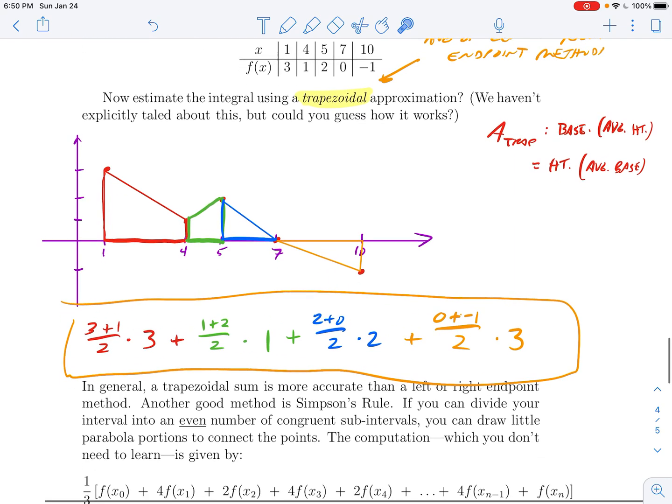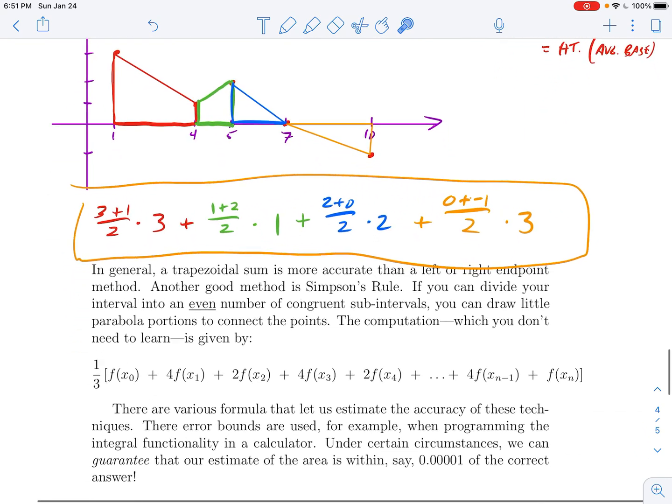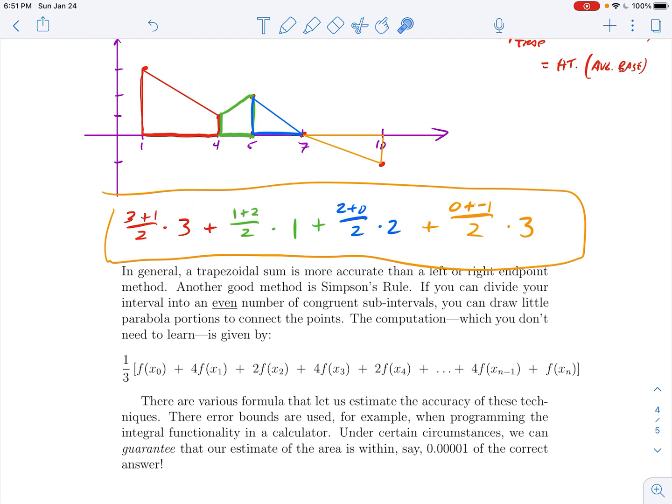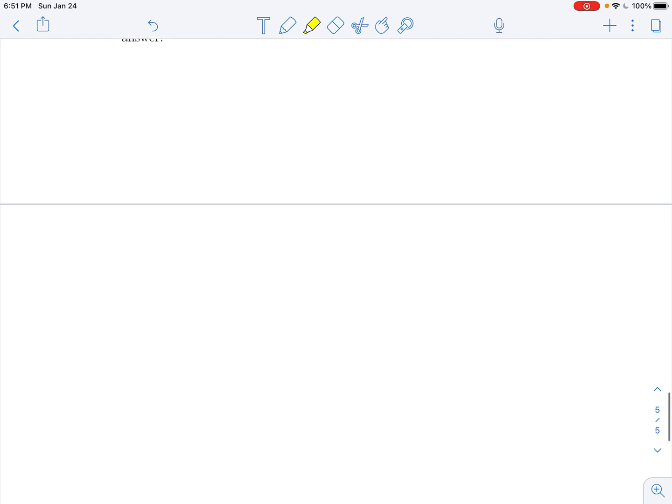That's the only issue. Now, one other thing that I want you to be aware of is this method called Simpson's rule, which is even more accurate. And this was a very useful method back before people had computers and calculators to estimate integrals. And the trick for this is if you have an even number of congruent subintervals, you can actually approximate the graph not with rectangles or trapezoids, but portions of parabolas.